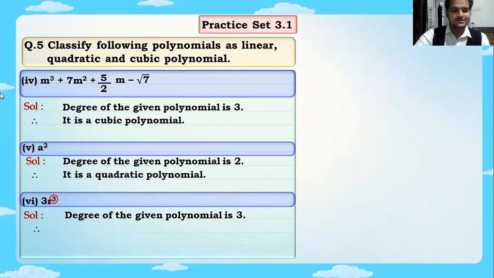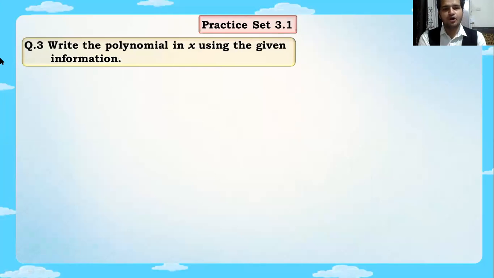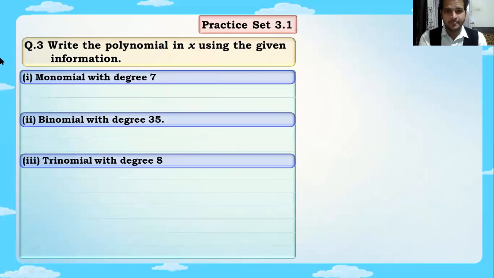So we have just discussed this particular question. Let us move ahead with the next example. On practice set number 3.2, we are on question number 3. Write the polynomial in x using the given information. So now the question is saying you have to write a monomial with degree 7.